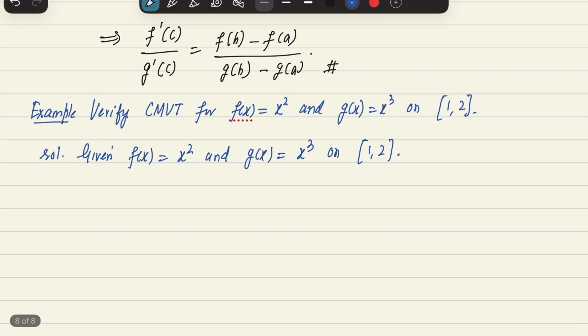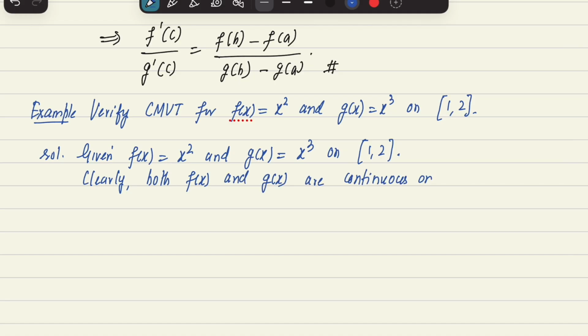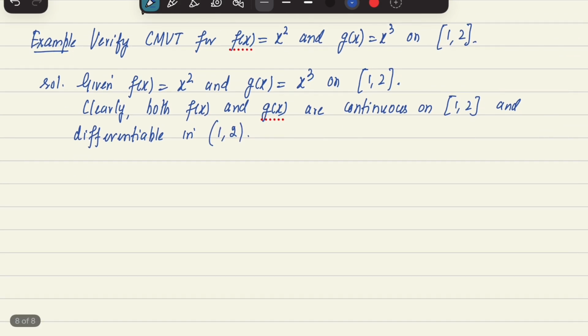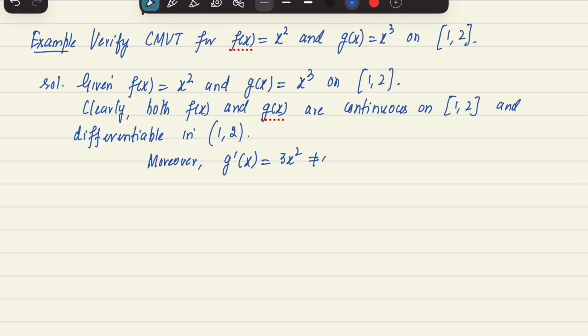So clearly both f of x and g of x are continuous on the closed interval 1, 2 and differentiable in the open interval 1, 2. Moreover, we must also verify that g dash of x is not equal to 0 anywhere in the open interval 1, 2. So moreover, g dash of x is equal to 3x squared, which is not equal to 0 for all x belonging to the open interval 1, 2.